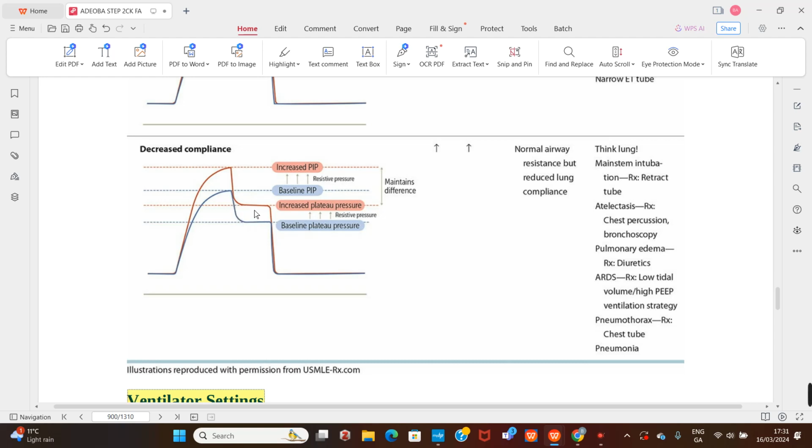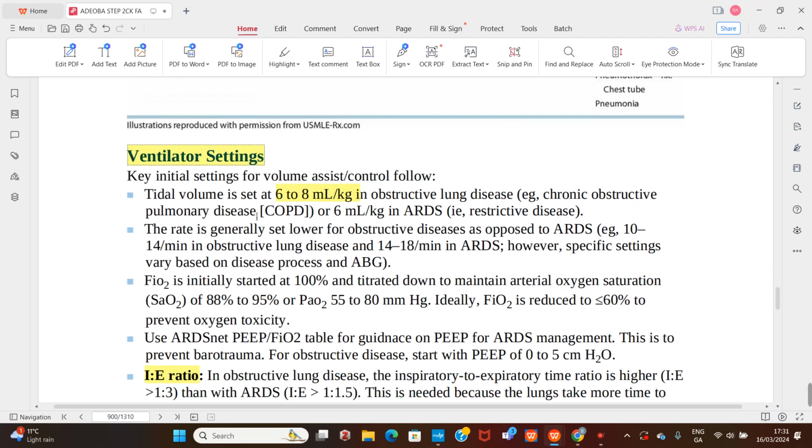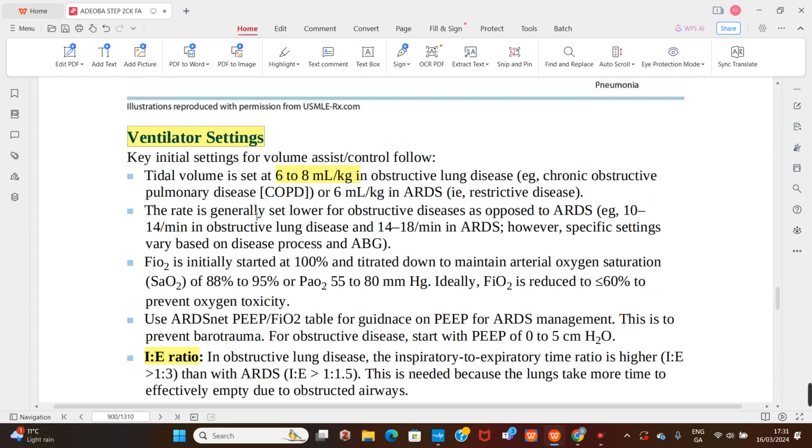So what's not making it increased? There's something wrong with the compliance. Why is it not compliant? Is it that there's pulmonary edema, ARDS, pneumothorax, pneumonia, all of that? Fibrosis or something.